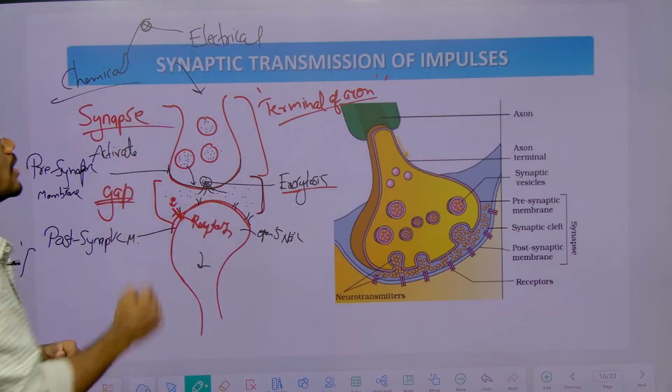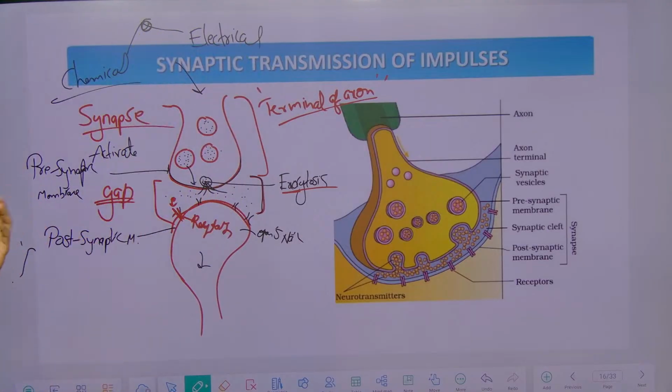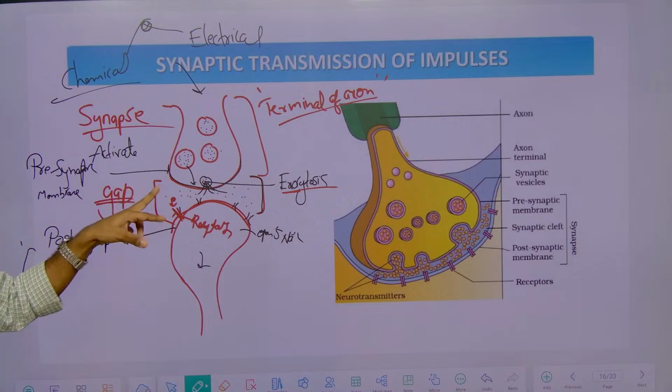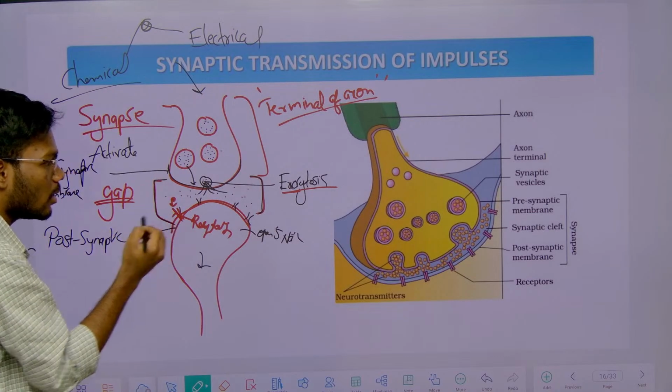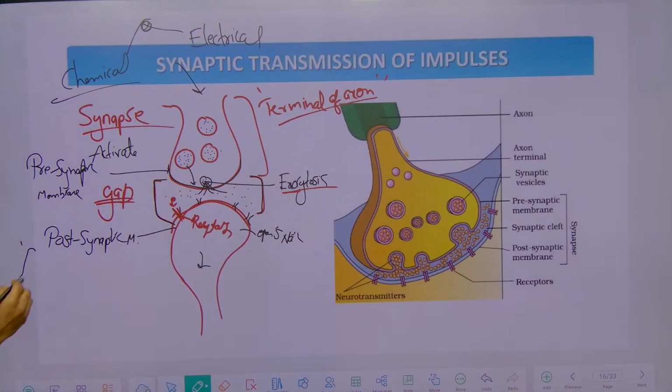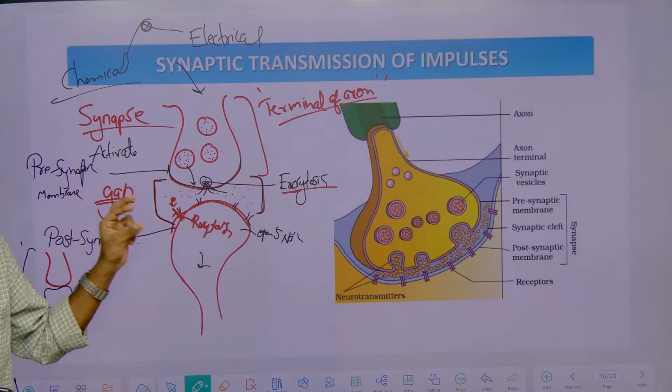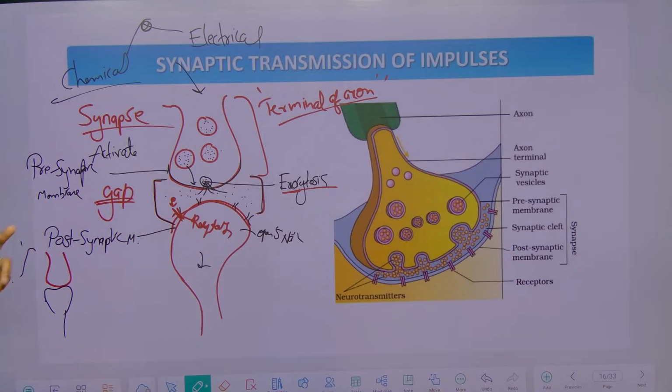Sir, on what basis did we classify electrical synapse and chemical synapse? For example, if you see here, there is a gap. In an electrical synapse, the gap will be very minute. So based on the diameter of this synaptic cleft, we have categorized two types of synapse: chemical synapse and electrical synapse. In the electrical synapse, because of this minute gap, the impulse will be carried out very fast.